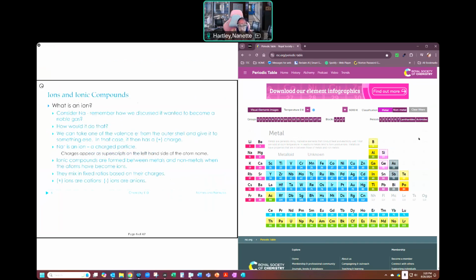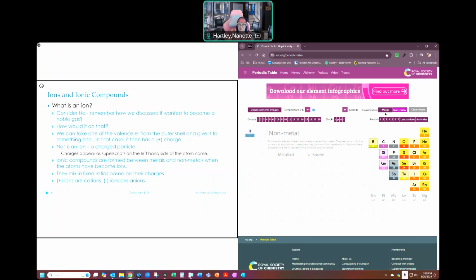So, our ions and ionic compounds. Remember, we talked about ions, and ions are things that have either lost or gained electrons. So they have charge on them. We know that they have charge on them because they either want to lose electrons to be like the nearest noble gas, or they want to gain electrons to be like the nearest noble gas. So it depends on where they are.